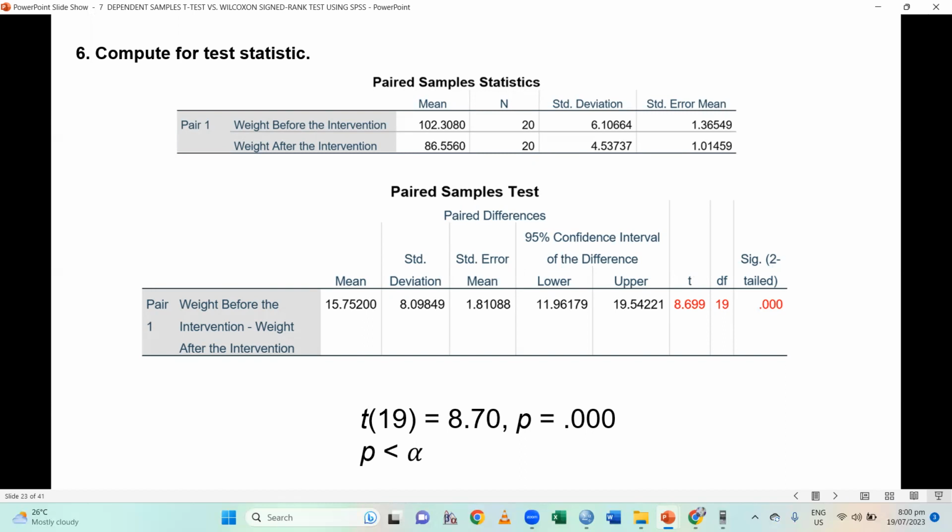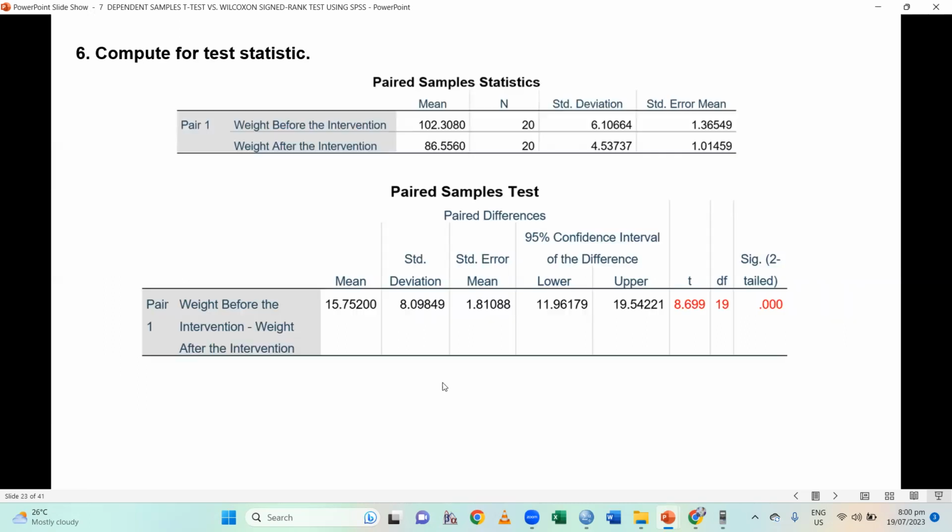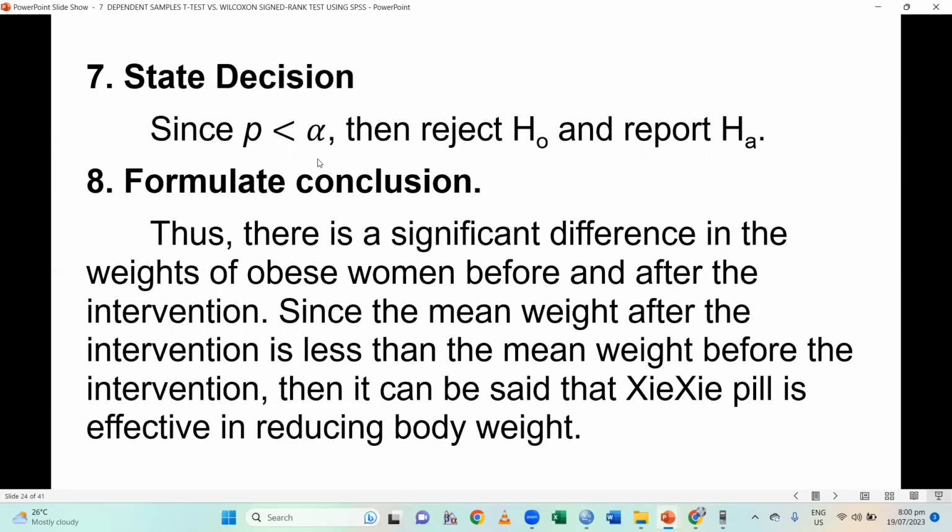Now, should we reject HO or not reject HO? Not reject HO, Doc. Reject or not? Ulit po. Not reject po. So if we look, if P is less than alpha, what does it say? It says reject, no? So we reject, be careful po. So since P is less than alpha, then reject HO and you have to report and interpret your HA.